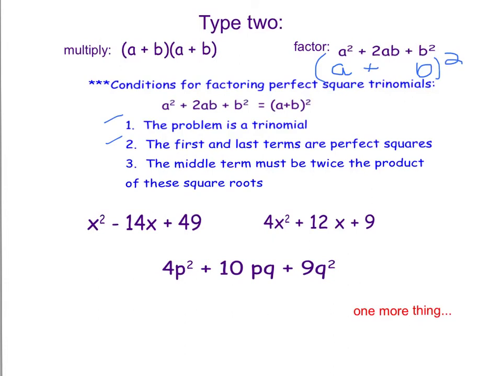So let's do a couple more examples. Here it's a trinomial, check. Are the first and last perfect squares? Yes, this would be x, and the square root of 49 is 7. Is this middle term twice their product? X times 7 is 7x times 2 is 14x. So yes, that works. So I can write the answer in factored form like this, and because the sign is subtraction, it's going to be subtraction in this problem. And then this is what your answer would be.